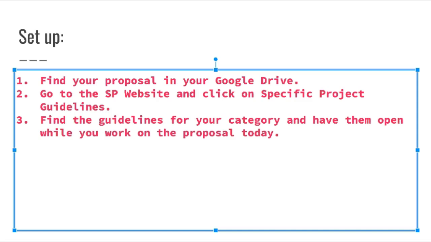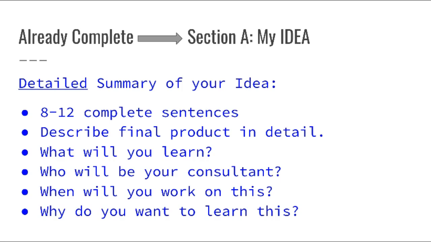Once you have your proposal open and your specific project guidelines for your category open on another tab, we are ready to begin. Over the past week, we hope you have completed Section A, My Idea. Take a quick scan of what you have completed so far. Make sure that it is a detailed summary paragraph of your idea. It should be at least 8 to 12 complete sentences. It needs to describe what your final product or performance will be in detail. What will you learn? How will you showcase this learning in your final product?